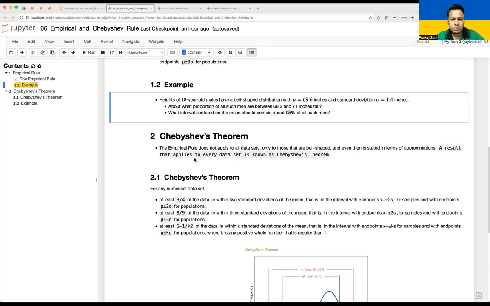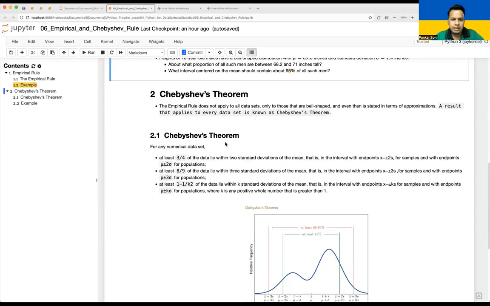The empirical rule does not apply to all datasets, only to those that are bell-shaped. That's what we saw just now. And even then it is stated as an approximation. Whatever we just said, those are approximate, not the exact or hard-coded value. So a result that applies to every data set is known as Chebyshev theorem. Let's see what it says. At least 3/4 of the data lie within 2 standard deviations of the mean.